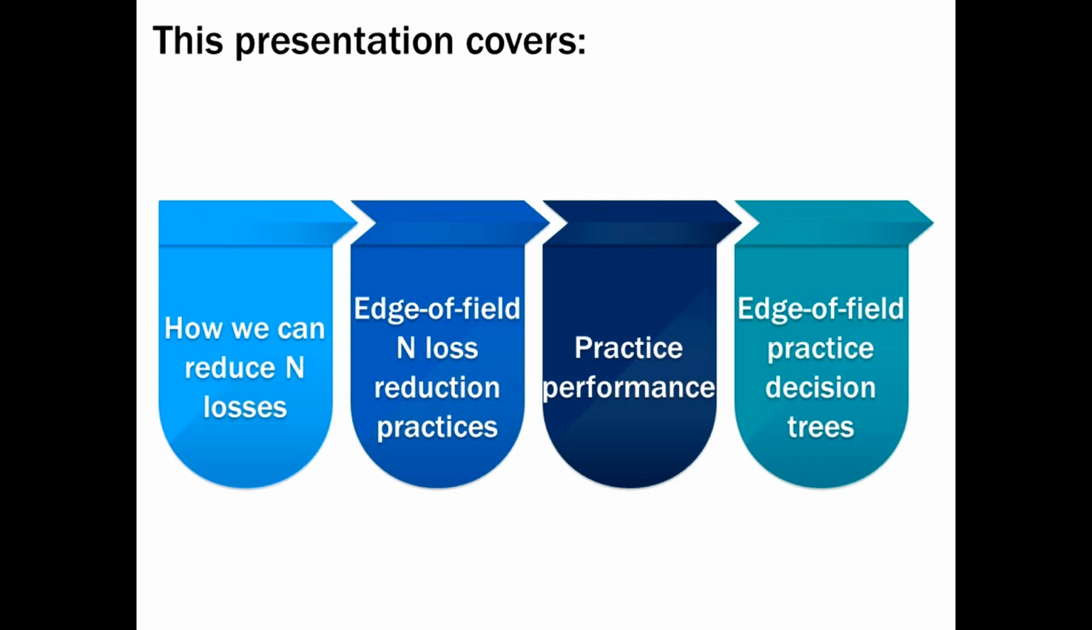What I'm going to go over in the time that I've got here is to talk a little bit about the mechanisms for how we actually go about trying to reduce nitrogen losses. We'll talk through some of the different edge-of-field practices that are available to do that. We'll look at the relative performance of those different practices. And then finally, we'll go through a couple of decision trees that can help folks decide which of those practices might make the most sense for them and their operations.